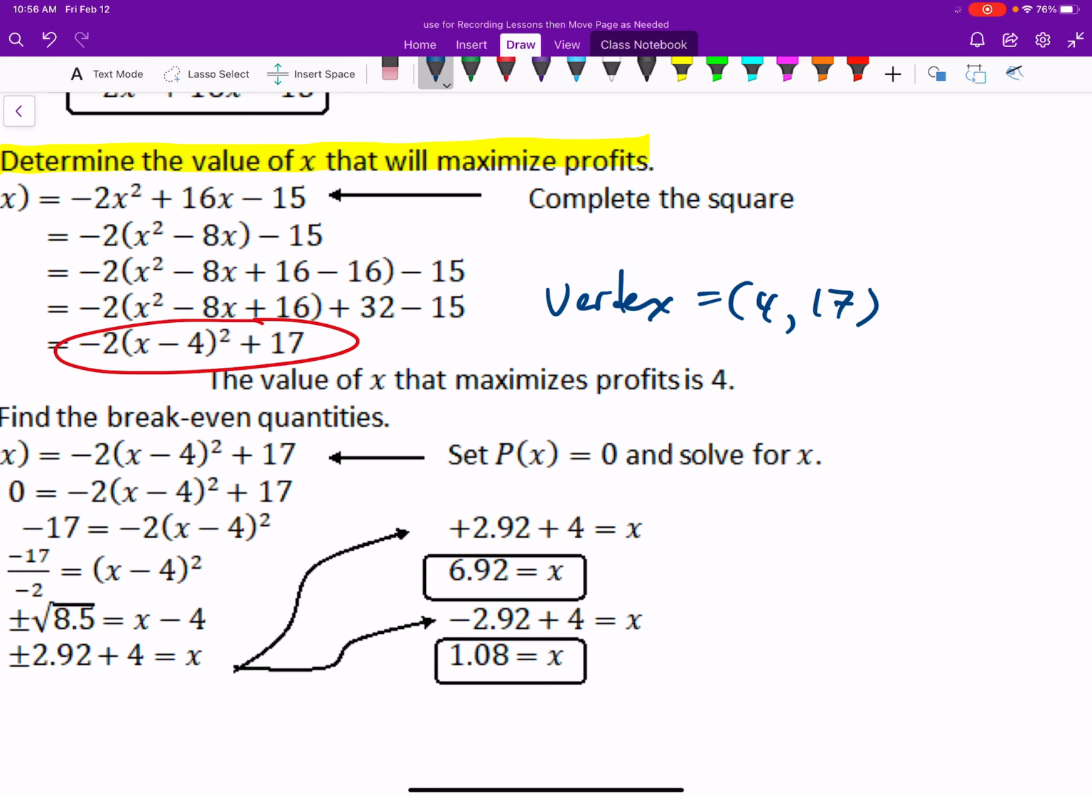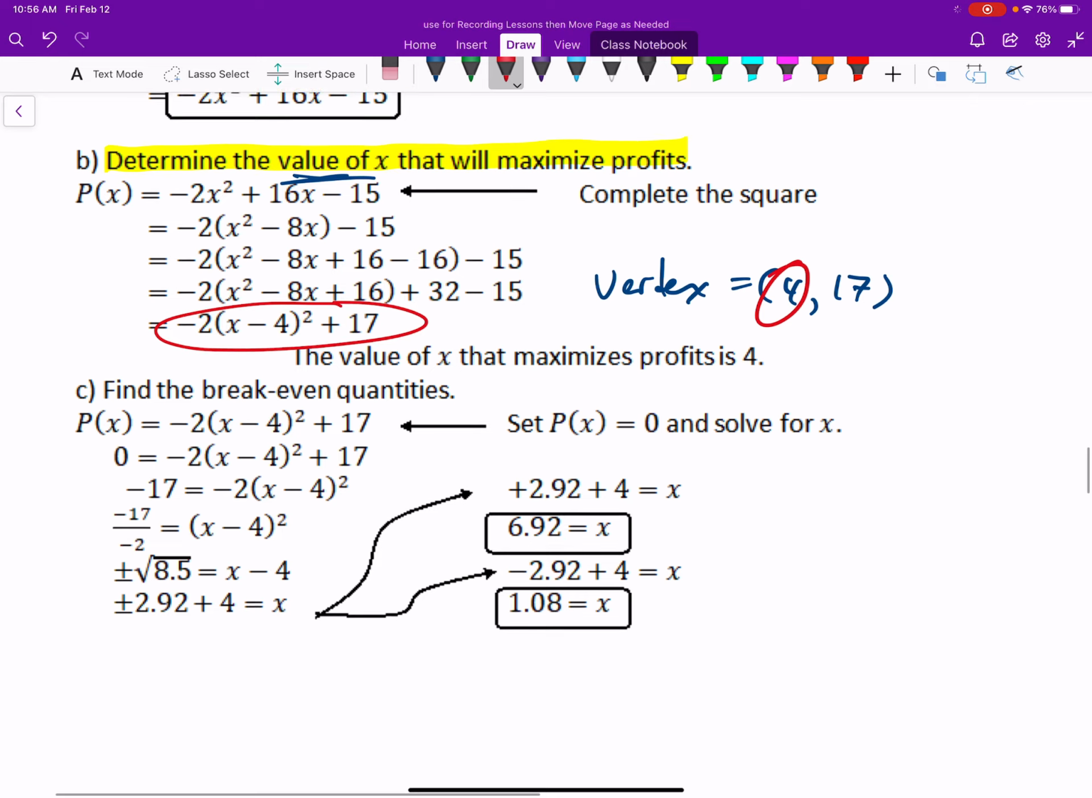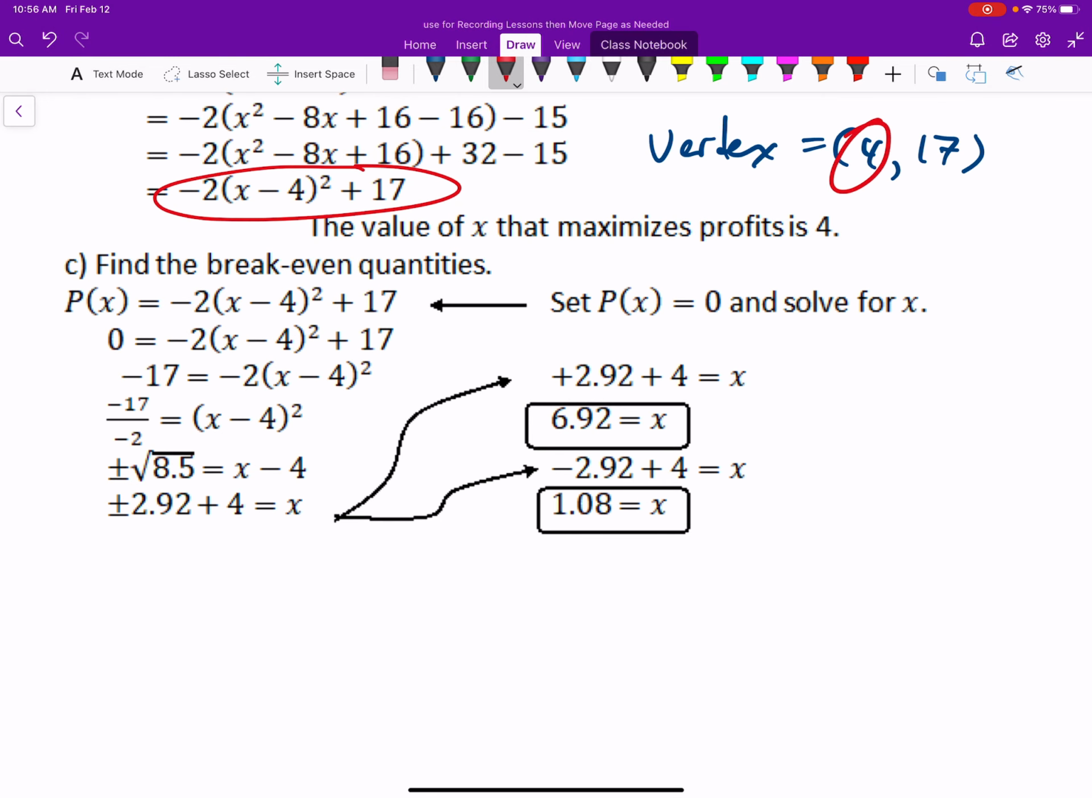And so again, it's looking for the value of x that's going to maximize the profits. So that would be the x value of the vertex. So the value of x that maximizes the profits is 4. So whatever x stands for, so 4 products sold or 400 or 4,000, that's going to maximize profits. Now the break-even quantities, as I showed above, are the zeros. So we have to find out where the x-intercepts are.